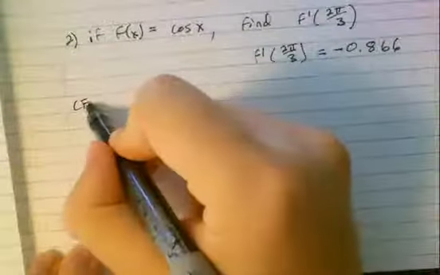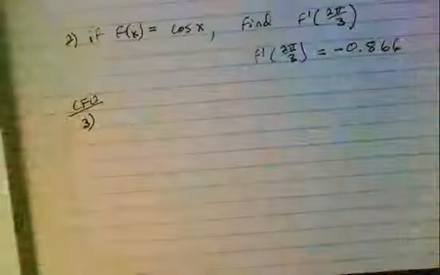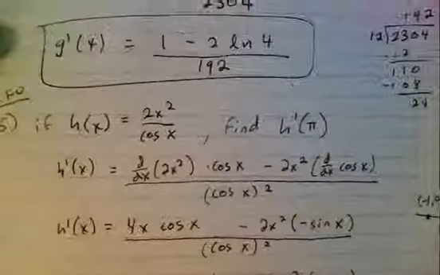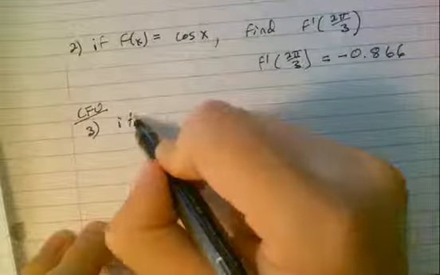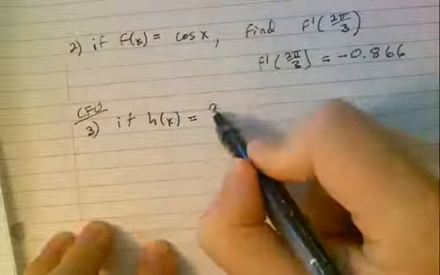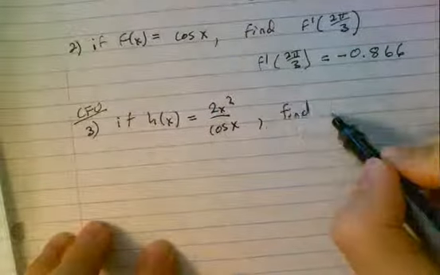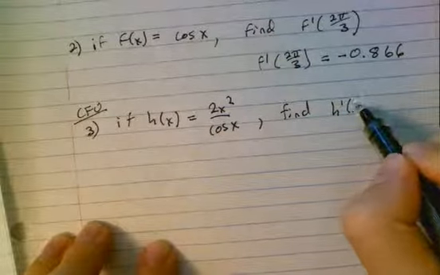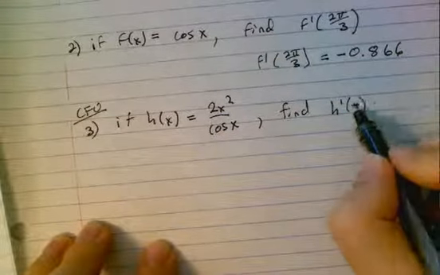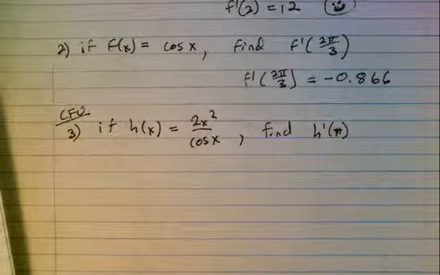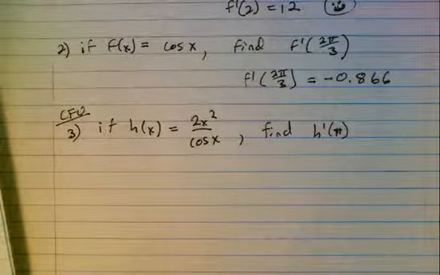So, what I want you to do for a check for understanding is I want you to do the same problem that we did for the check for understanding problem right over here. If h of x equals 2x squared over cosine x, I want you to find the derivative when x equals pi. Go ahead and try that one on your own. Start the video again when you're ready. Pause the video now.